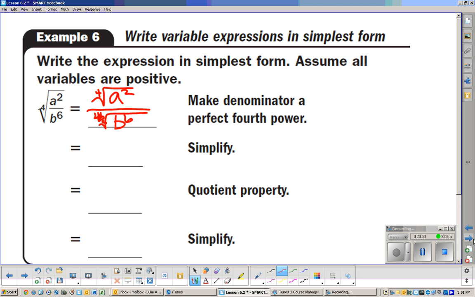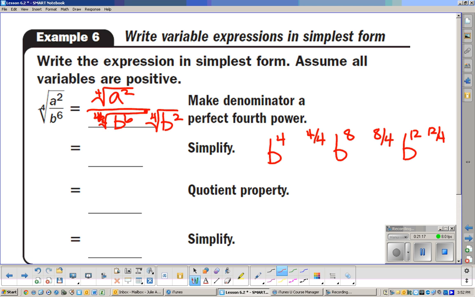So a perfect power of 4 would be b to the fourth, because that would be 4 over 4. Or b to the 8th, because that would be 8 over 4. Or b to the 12th, because that would be 12 over 4. Any of those would come out to be whole number exponents. So I already have a b to the 6th, so what I'm going to do is multiply the top and the bottom by the fourth root of b to the second.